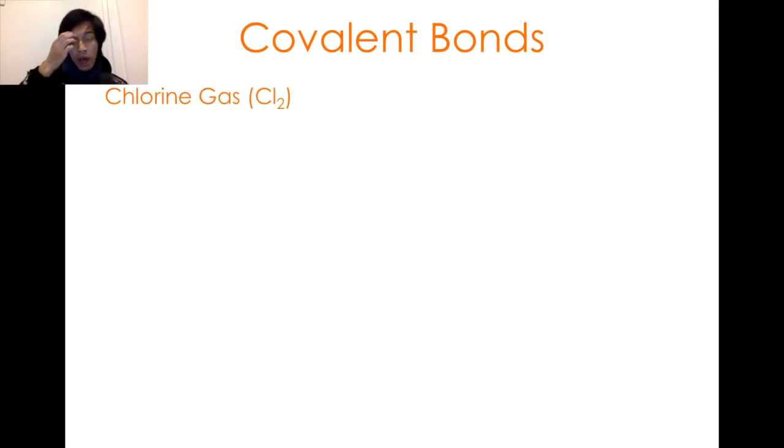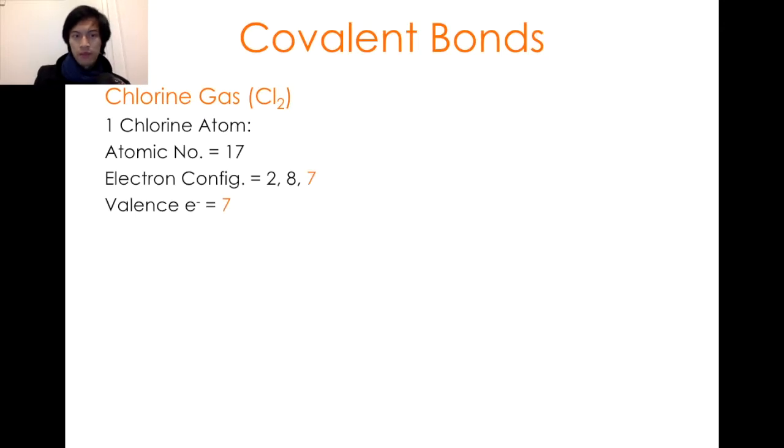Okay, now we're going to break that down into a series of steps so that you guys can sort of figure out, okay, well, how do we actually develop these covalent bonds? Let's take chlorine gas, for example. Chlorine gas is actually 2 chlorine atoms that have joined together in a covalent bond.